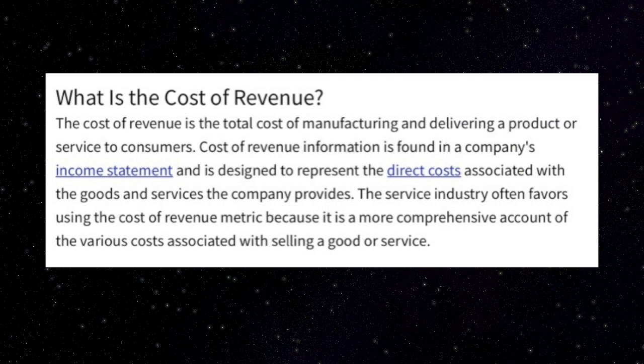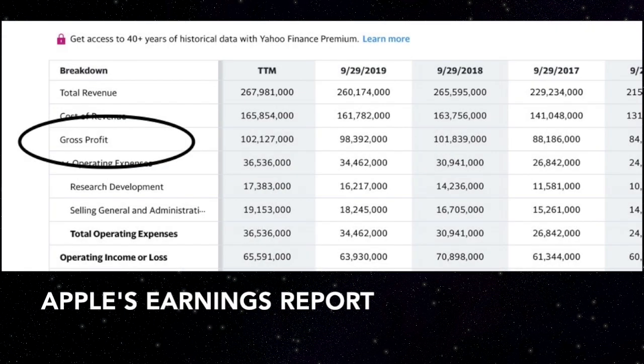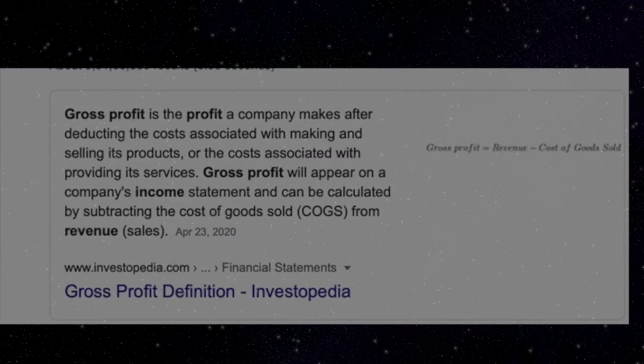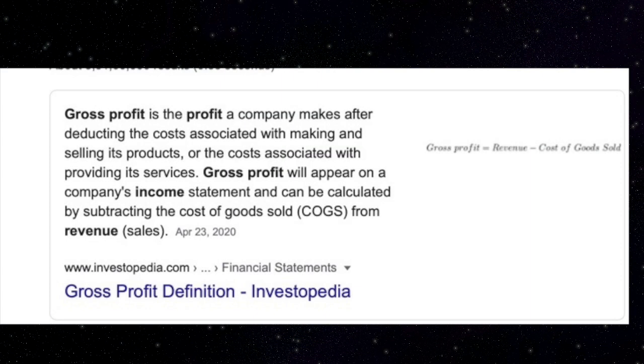Cost of revenue is the total cost of producing and distributing the products and services of a company. The next thing that could be seen is gross profit, which is actually just the revenue minus the cost of revenue. And gross profit isn't the actual money the company gets to keep, because there are other operating expenses.